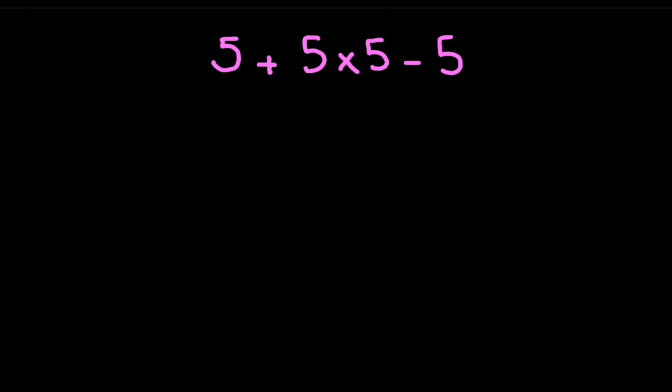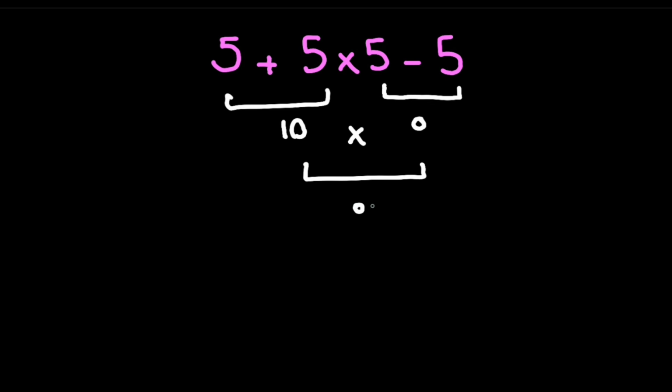5 plus 5 times 5 minus 5. So 5 plus 5 gives us 10. Now 5 minus 5 gives us 0, and 10 times 0 gives us 0. But this answer is not correct.